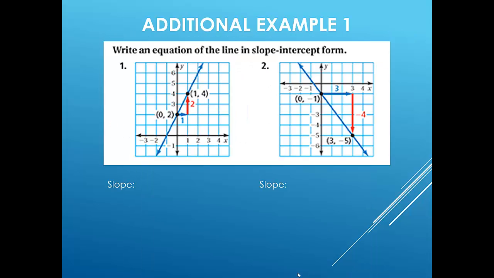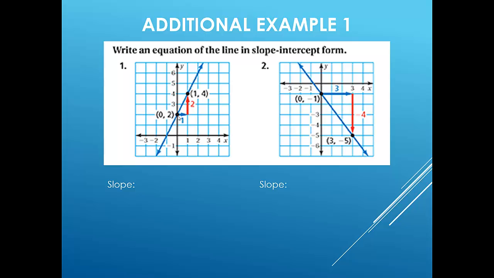Now we have an additional example. You can pause the video and try it on your own, or you may follow along. Write an equation of the line in slope-intercept form. The first thing we need to do is find our slope. For number 1, we have 2 points: (1, 4) and (0, 2).